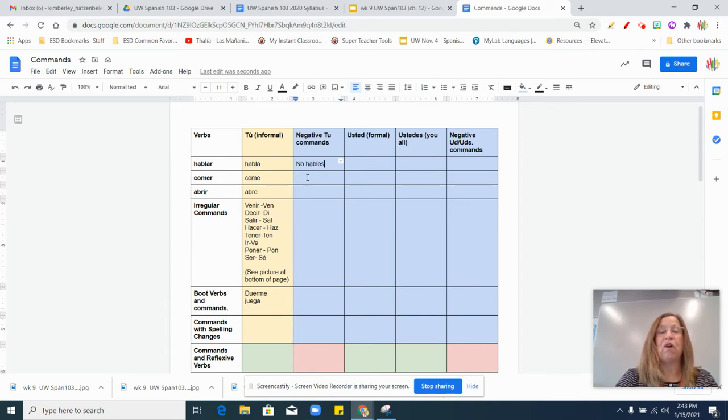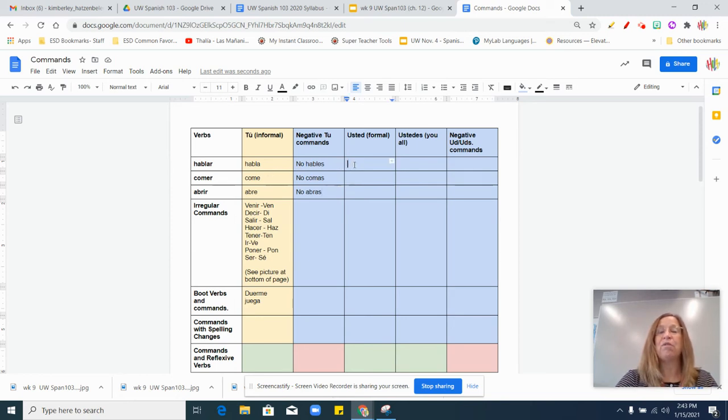For comer, it's an ER verb, so you're going to use the AR ending. So it's going to be no comas. You use AR endings. Abrir, the opposite of an IR verb is AR also. So instead of abres, it's no abras. So you take the opposite endings. If it's an AR verb, you add ER endings. If it's an ER or IR verb, you add AR endings.